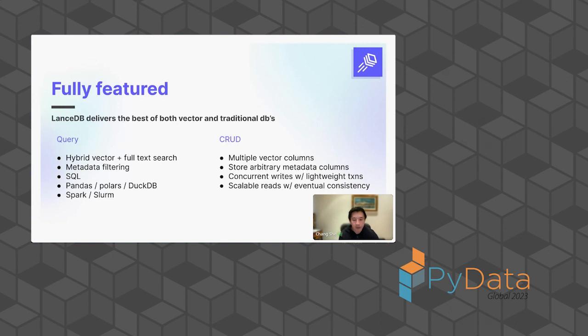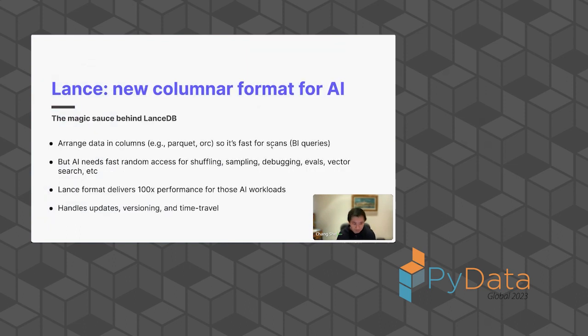On the other hand, LanceDB, unlike other vector databases, comes with a lot of the features for data management that you would expect from a traditional database. So you can have an arbitrary number of vector columns, arbitrary metadata columns that you can search through, concurrent writes, lightweight transactions, and very scalable reads with strong consistency, right?